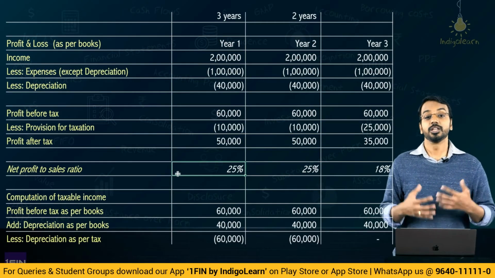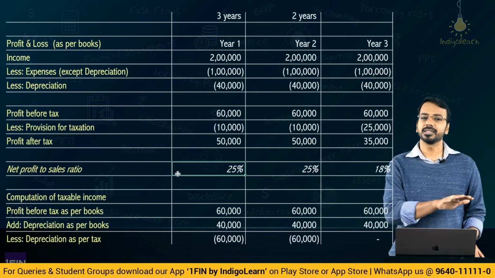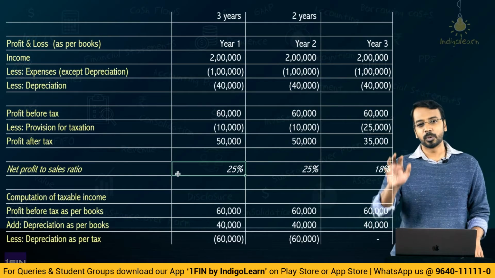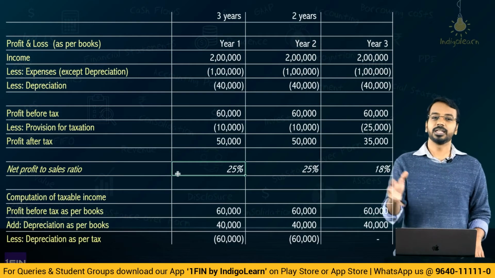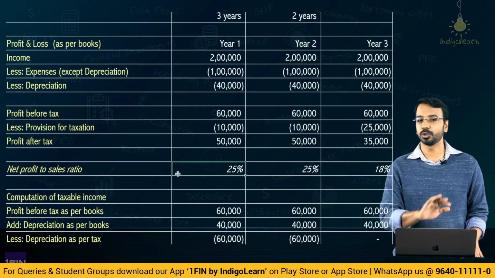You cannot say I want to claim lower depreciation, you cannot say I want to claim higher depreciation. It is a standard format, standard rates, the block of asset concept, WDV method, in some cases SLM method. It has to be followed as per taxation rules. You don't have a choice.